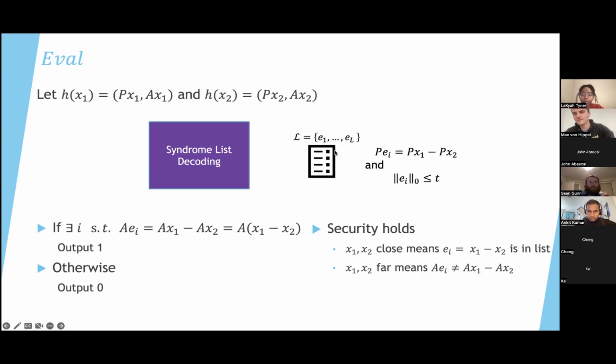So during this syndrome decoding process, we're always going to recover an error vector that has a Hamming weight less than or equal to T. Since we can only recover up to T errors based on this code, for sure all of these will have a Hamming weight less than or equal to T. But it's not the case that just because the Hamming weight of the error vector is less than T, we can conclude that the distance between X1 and X2 is also less than T. And so we have to perform this additional check to verify if that is in fact the case. Did that answer your question?